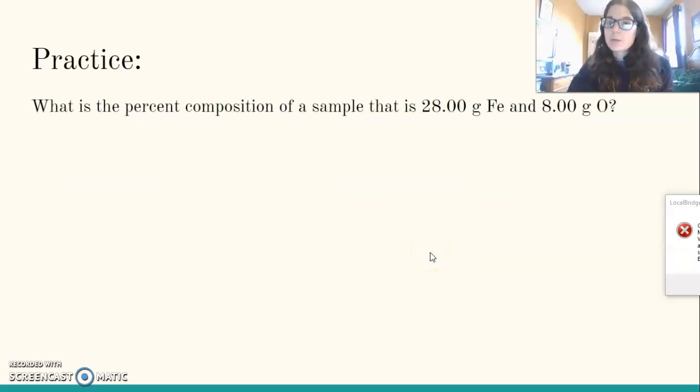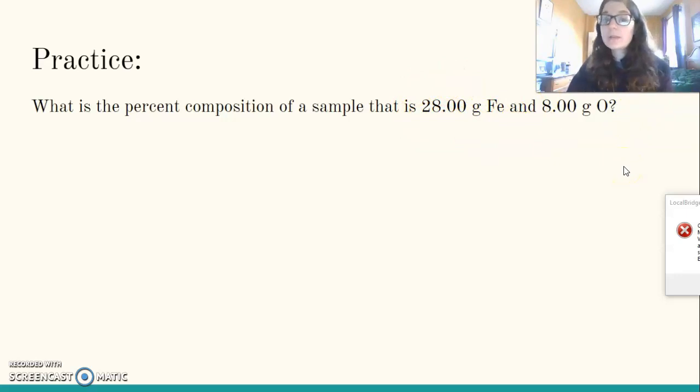This is a problem that's worded a little bit differently. This is a situation where we are given a weight of oxygen and iron, and we are asked to find the percent composition of that sample. This time, rather than finding the molar mass and using the molar mass of the elements, since we don't have a chemical formula, we are using the values that they provide in the question.